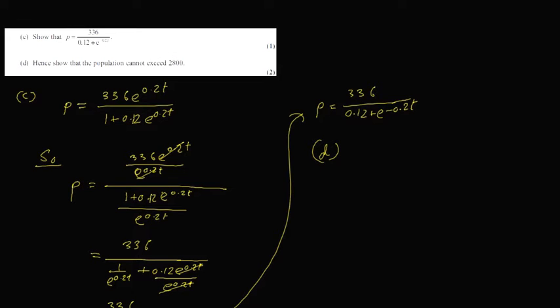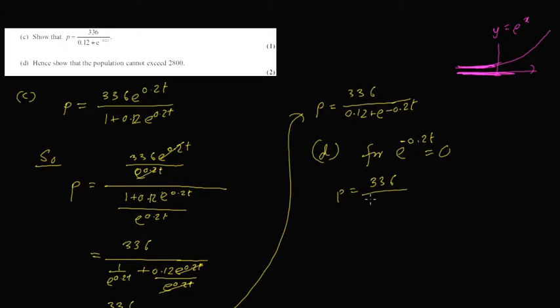Now you remember that e to the power x looks like this, so y equals e to the power x looks like this. So always above the x-axis, so it cannot be equal to 0 because it is always above the x-axis. So if you write e to the power minus 0.2t equals 0, if I put 0 here, P would be equal to 336 divided by 0.12 plus 0. So 336 divided by 0.12 is 2800.